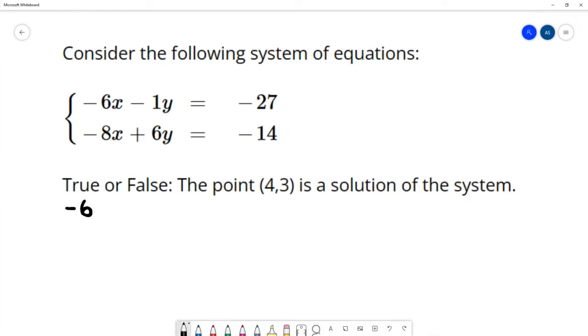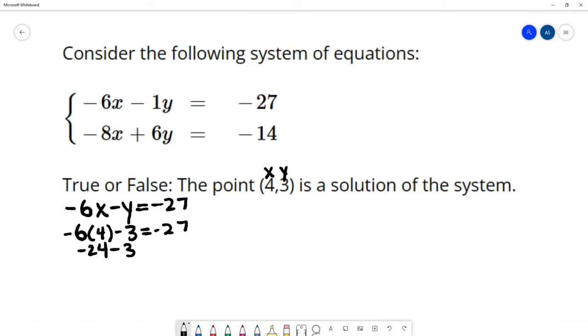The first equation is negative 6x minus y equals negative 27. I'll substitute 4 in for x and 3 in for y. That will give negative 6 times 4 minus 3 equals negative 27. Negative 6 times 4 is negative 24. Minus 3 does give me a negative 27 on the left-hand side. And so I have a true statement for the first equation.